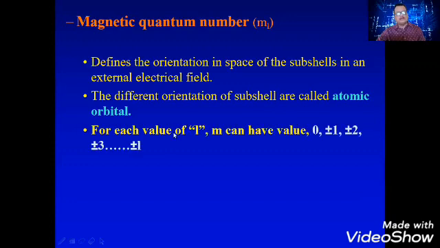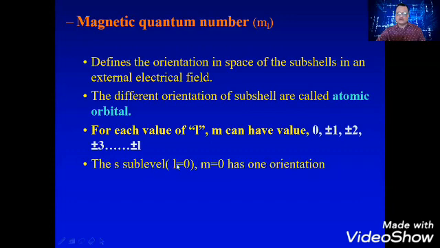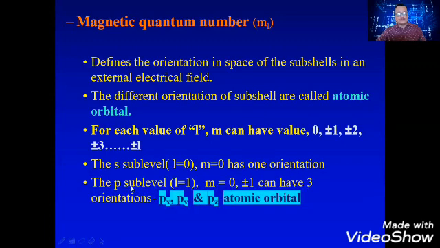The value of m depends upon the value of L, and for each value of L, m can have value 0, plus minus 1, plus minus 2, plus minus 3, up to plus minus L. That means when L is equal to 0, that is for S subshell, m is equal to 0, there will be only one orientation. For P subshell, L is equal to 1, m will have value 0, plus 1, and minus 1. It means for P subshell there are 3 different orientations, and each orientation represents one atomic orbital. So P subshell has 3 atomic orbitals, px, py, and pz.